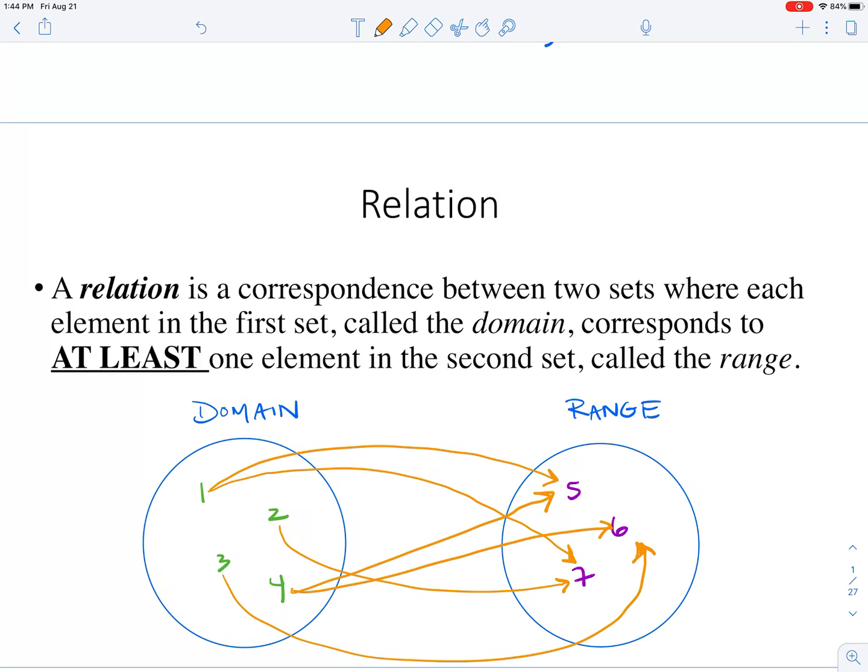Okay, so this would represent a relation because each element in the domain, and the elements are the numbers 1, 2, 3, 4 in this picture, each of those elements ends up mapping to at least one element in the range. Some of them map to more than one, but they at least map to one.